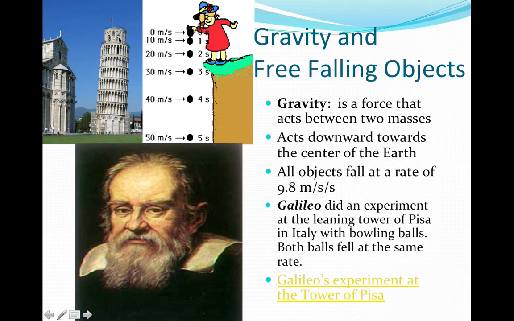He went up to the very top of that tower and actually dropped some bowling balls, little metal balls that they use for playing bowling. He noticed that all objects were falling at the same rate. He calculated it using some trig, and he found out that the acceleration rate at which objects fall is 9.8 meters per second squared.